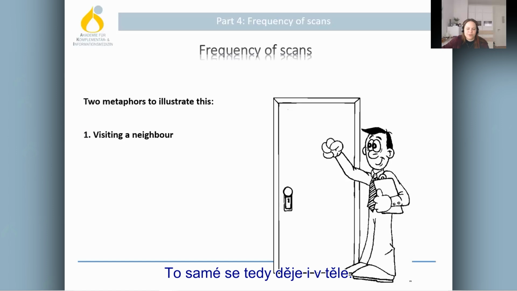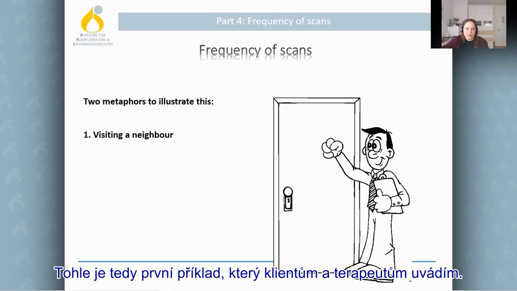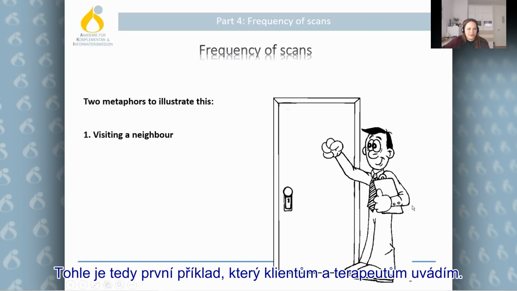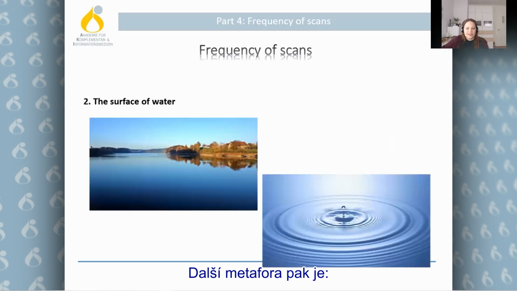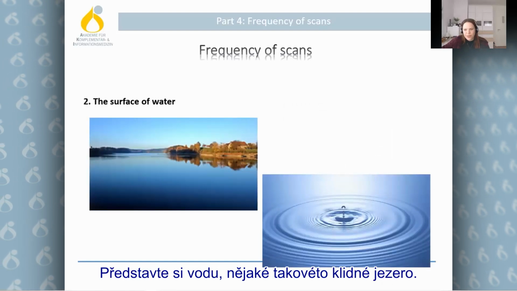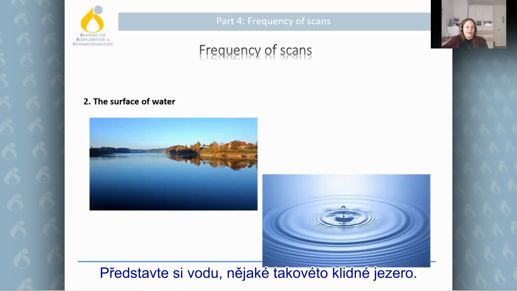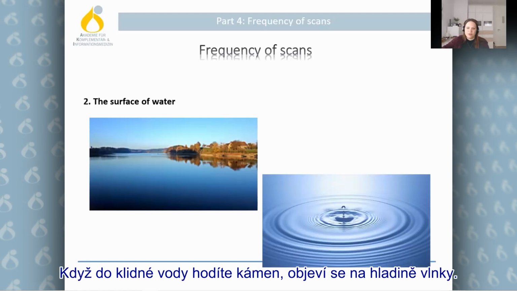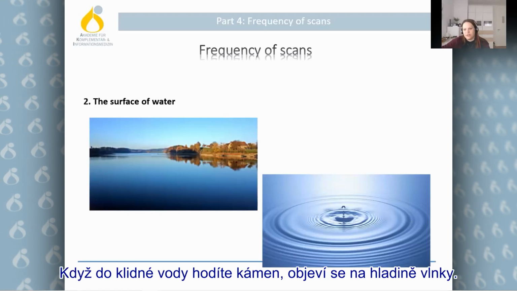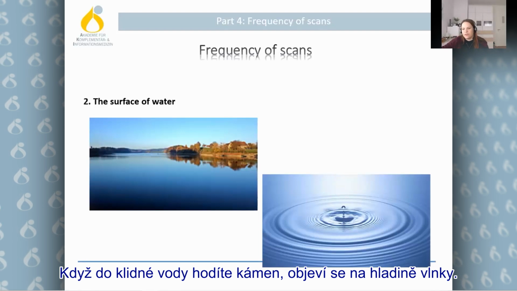So this is what was happening with the body as well. This is one example I give to the patients or to the therapists here in Germany. And the second is when you have a water or a lake like this. In this case, we would describe measuring the energetic body as throwing a stone into the water. Throwing the stone changes the surface of the water and waves occur.